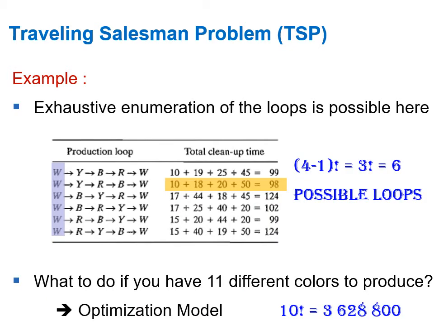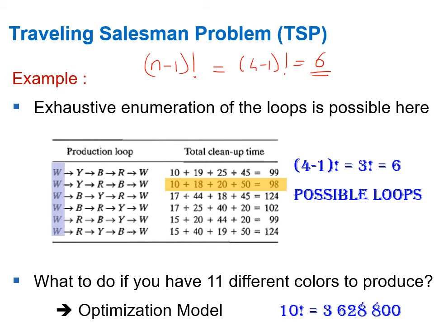In this example, there are only 4 different colors, or in terms of TSP, there are only 4 nodes, 4 cities to visit, and in our previous lecture we said that the total number of different tours that we can have is (n-1)!. Okay, (n-1) factorial, and for this case it is (4-1)!, which is 6. Okay, so we can try all possible combinations.